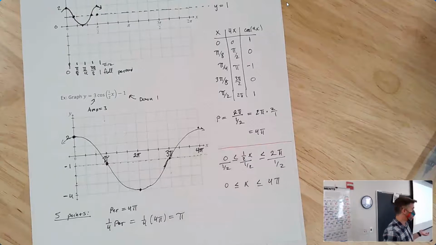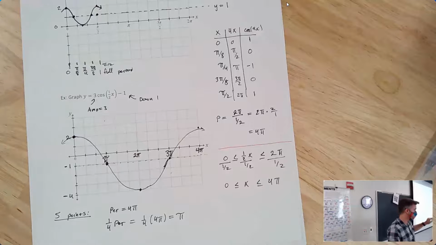So that's how I'm thinking about it: I'm taking my new period length, dividing it by 4 to get the length of each quadrant, and then saying, okay, 0 plus 1 quadrant, plus 1 quadrant, plus 1 quadrant, plus 1 quadrant gives me my 5 important points. Let's look at another example.